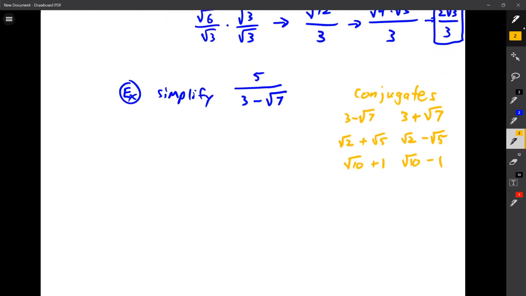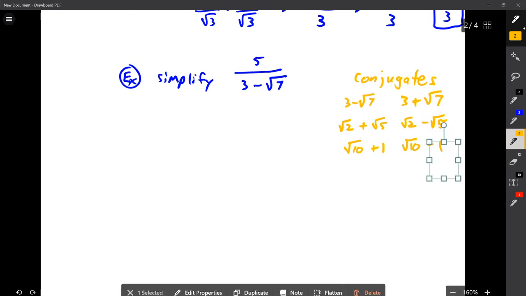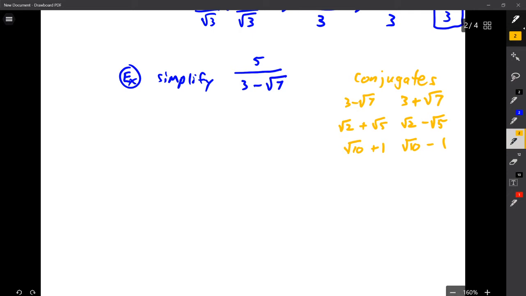Okay? So the conjugates are when you have two terms like that, and one of them is minus and the other one is plus. That's all that's going on. Okay? Well, when we have a situation like this, where we have in the denominator two terms, and one of them is a radical, what we do is we multiply the top and the bottom by the conjugate of that denominator.